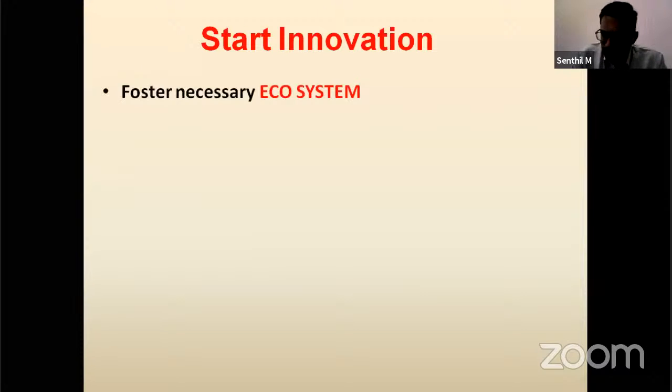Coming to the ecosystem, what is the ecosystem? Right now, if any HODs or institutional heads are here, you can plan a lot of incentives for the students and also for the faculty.